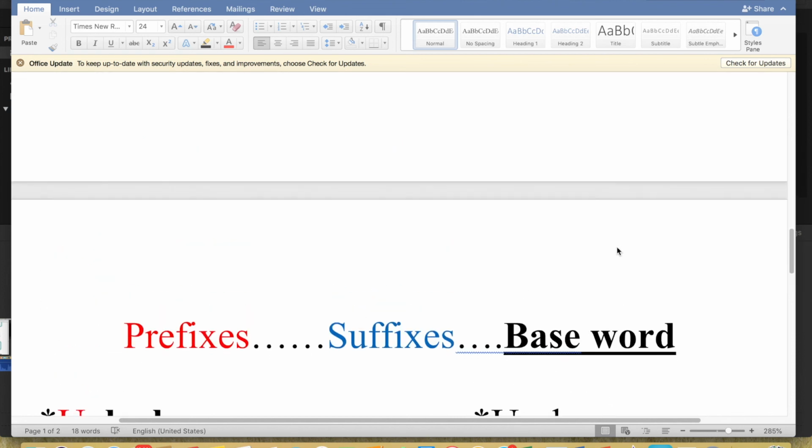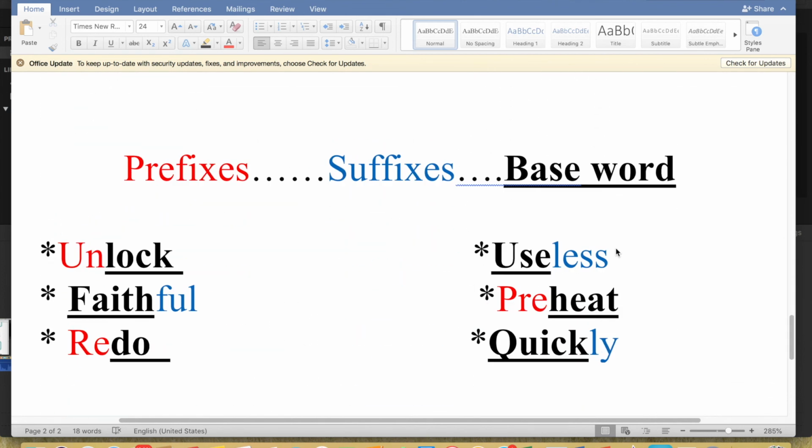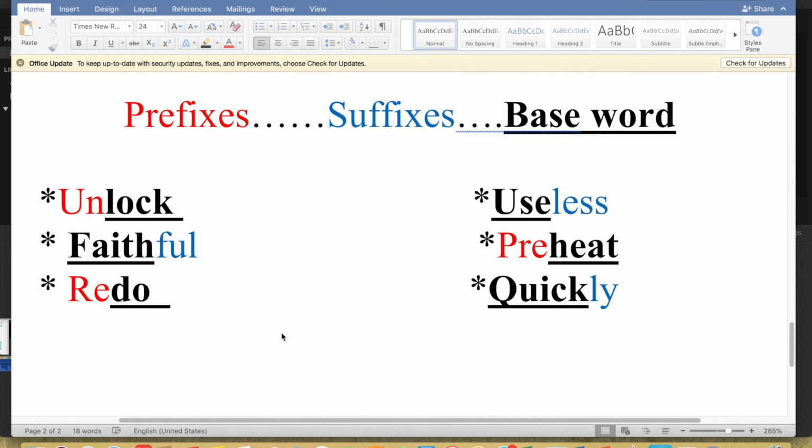All right, so let's just take a second to look at our answers, see if you got the same thing I got. So we did the first one. For this one, faith is the base word, full is the suffix. For this one, redo, do is the base word, re is the prefix. Useless, use is the base word, less is the prefix. Preheat, heat is the base word, pre is the prefix, and quickly, quick is the base word, and ly is the suffix. Hopefully you got the same answers I got.